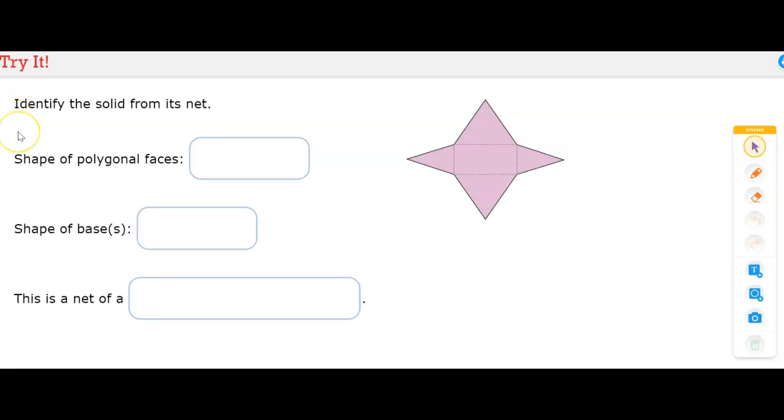Identify the solid from its net. So we have the shape of the polygonal faces. So the faces would be these triangles here. There are 4 of them. So we're going to do 4. Then it says the shape of the base. The base is the bottom here, and that is a rectangle.